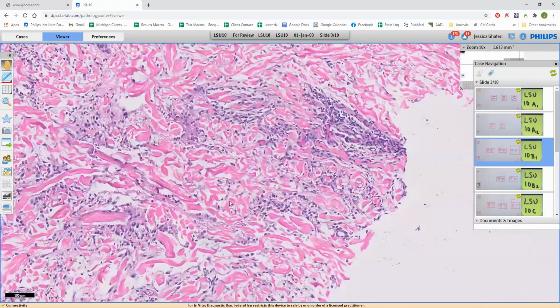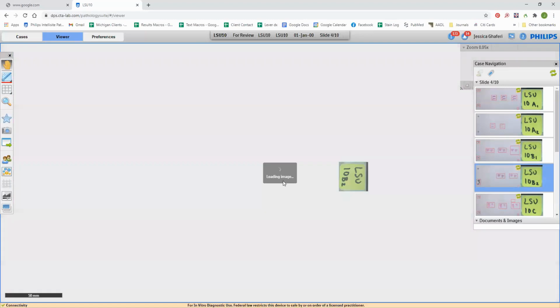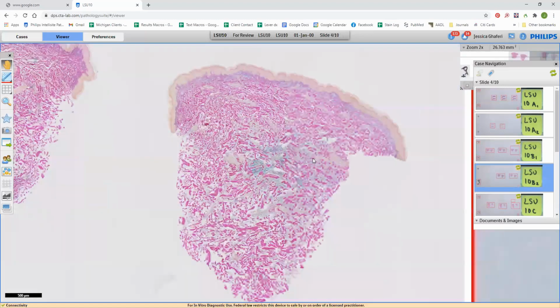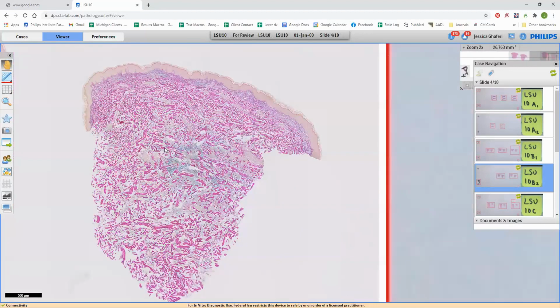And then again, here we've got our colloidal iron stain. So if you were wondering if maybe that was some beaded mucin, here we have that nice blue mucin as confirmed by the colloidal iron stain. So this is more of an interstitial pattern of GA.